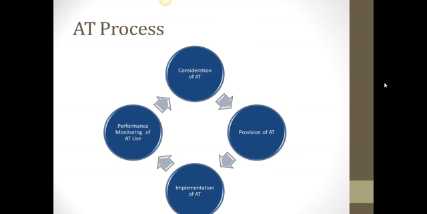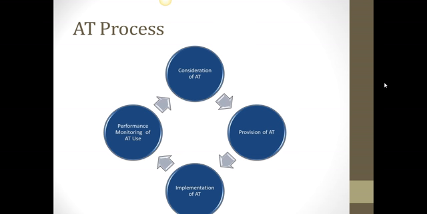And then the final portion of this AT process is the performance monitoring. As a student is using it, what difference does that assistive technology make? Assistive technology is a compensatory intervention, so we do have to measure the student's performance with the assistive technology and without the assistive technology. And then we eventually go back to consideration, and you can see that this process is cyclical.